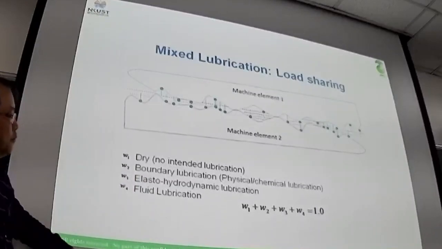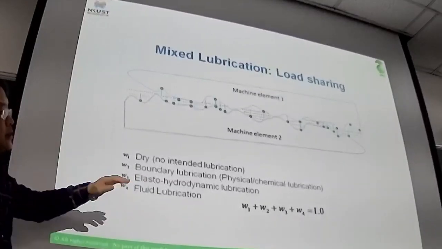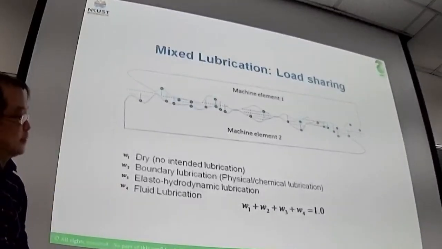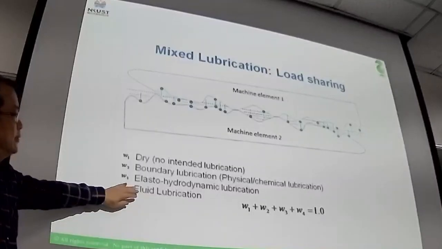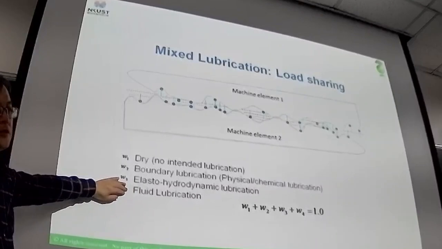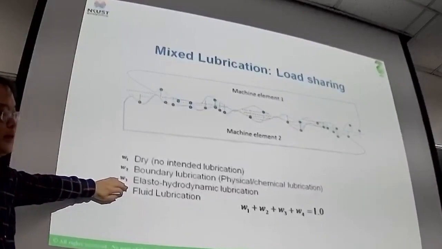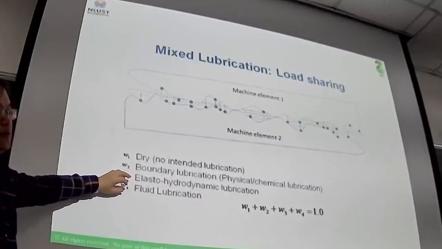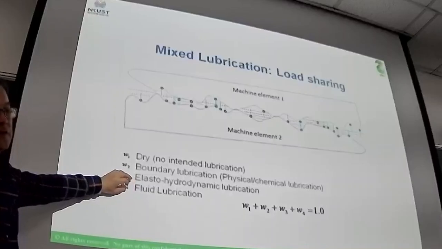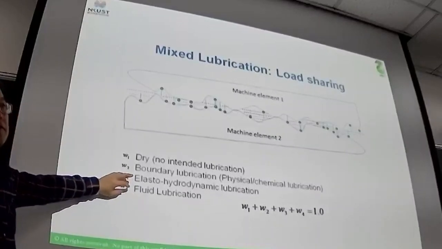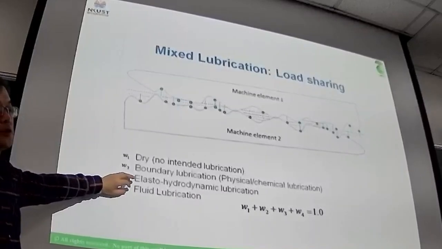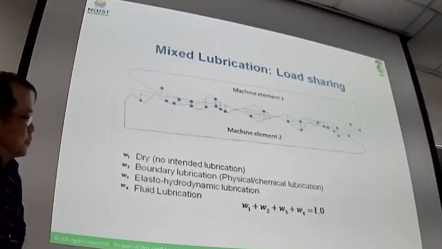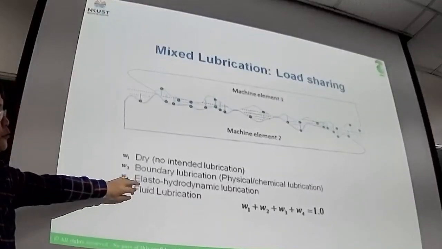For full film lubrication, there is no physical contact, so the physical contact is 0%. That's why the application of the air bearing or hydrostatic bearing is in this category. That means that between the bearing surface and the shaft there's no physical contact, which means that there's no friction, or you have a very small coefficient of friction for the hydrostatic lubrication or full film lubrication.